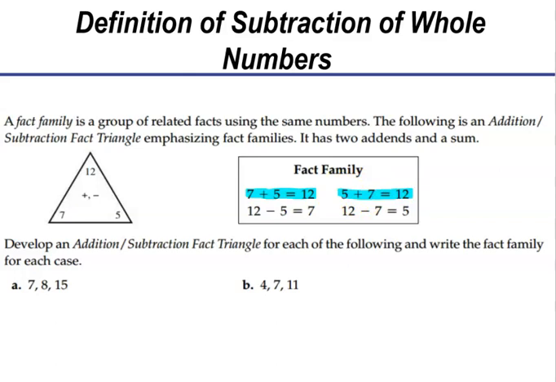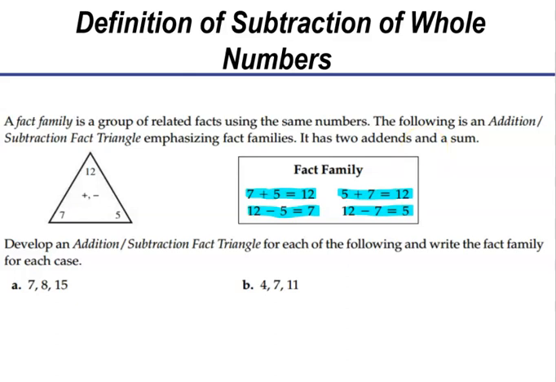But also, you can subtract. We know that 12 minus 5 is equal to 7, or we can say 12 minus 7 is equal to 5. And that is your entire four-entry fact family. So let's try that with one of these examples below.